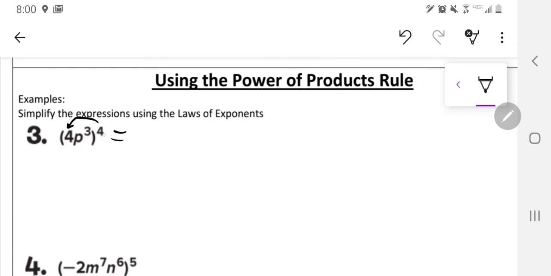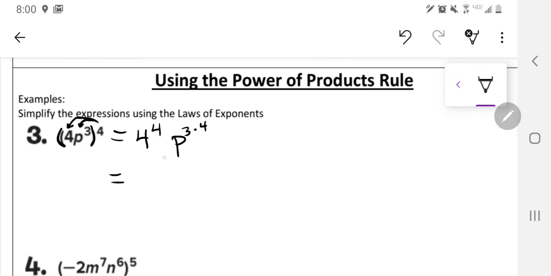Now, we're back. So, we need all of the factors inside those parentheses to be taken to the 4th power. So we need to take 4 to the 4th and p to the third to the 4th. And what's the property there when we take a power to a power? We simply multiply the exponents. Keep the base, multiply the exponents.